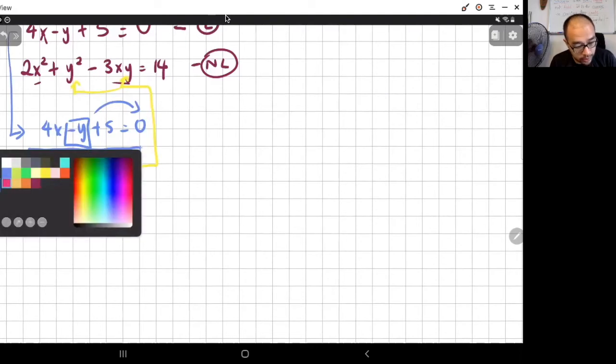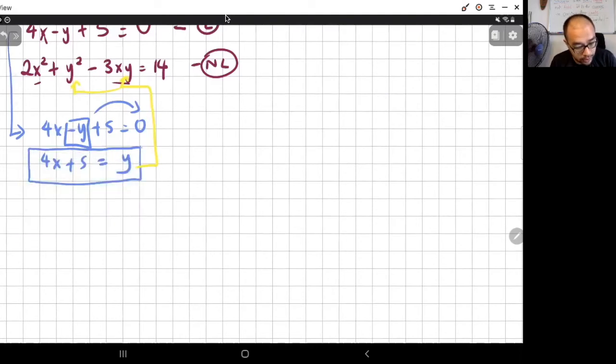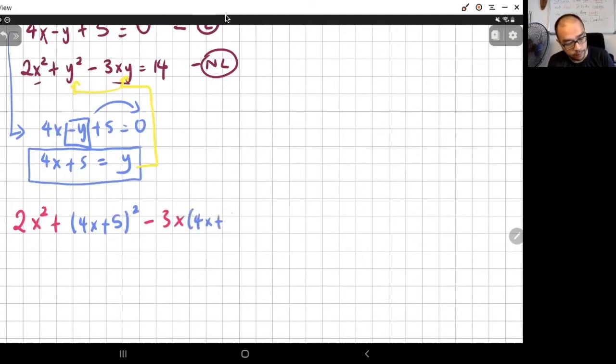So what I will get now is 2x squared plus, then I'm going to do the 4x plus 5, squared, minus 3x, and then I'm going to put the y again, 4x plus 5, and then we're going to get equals to 14. Sorry, there's a slight delay. This is a very standard working.